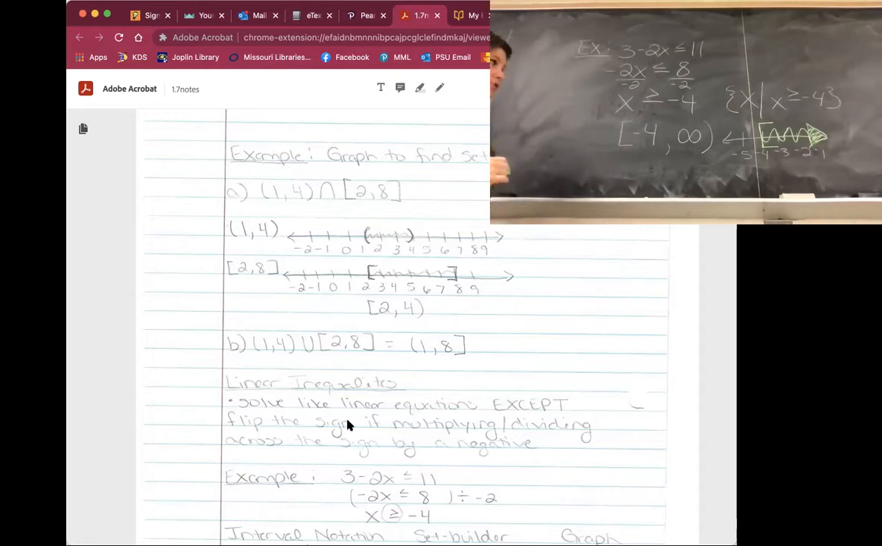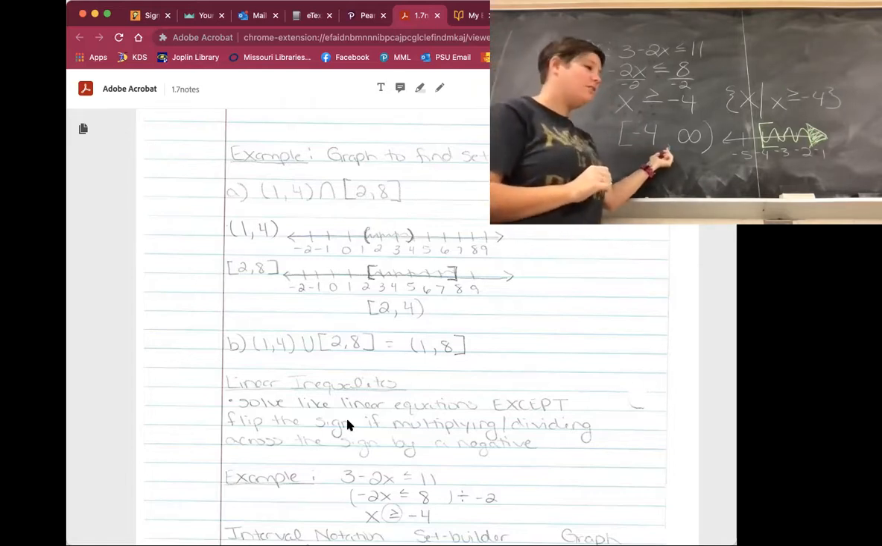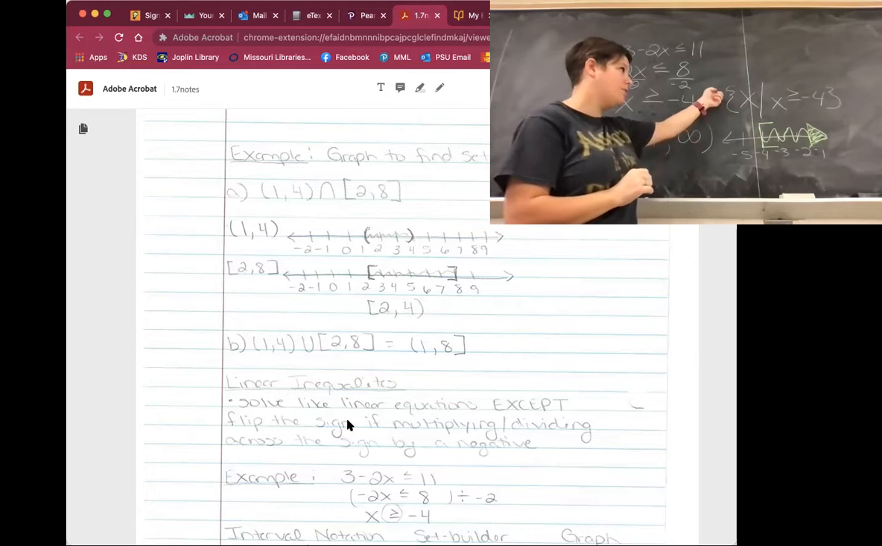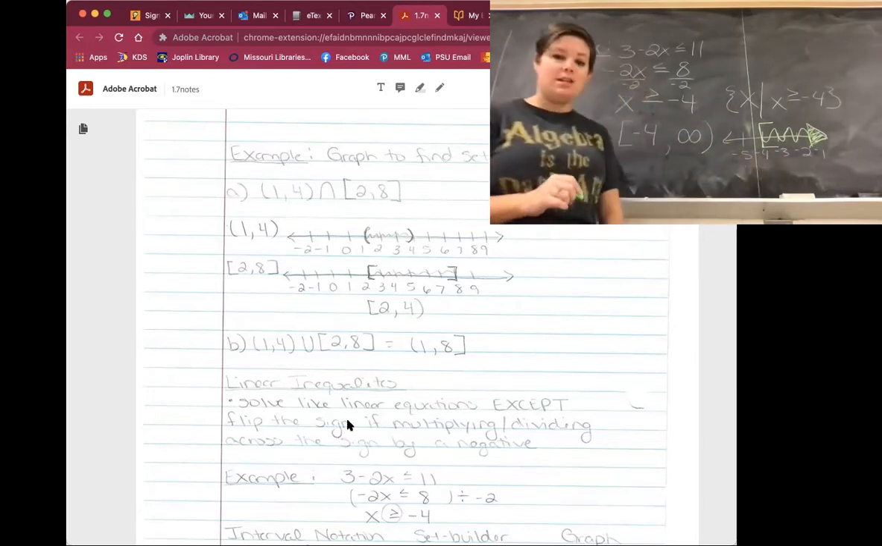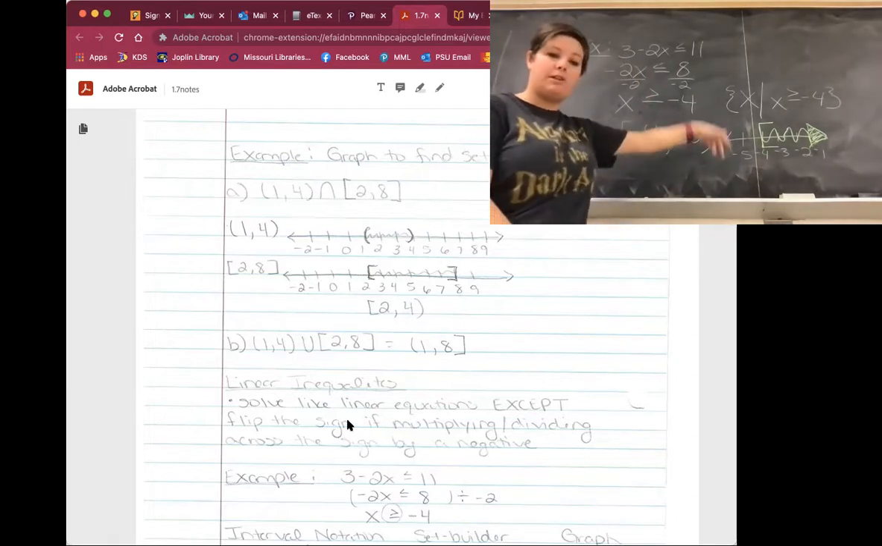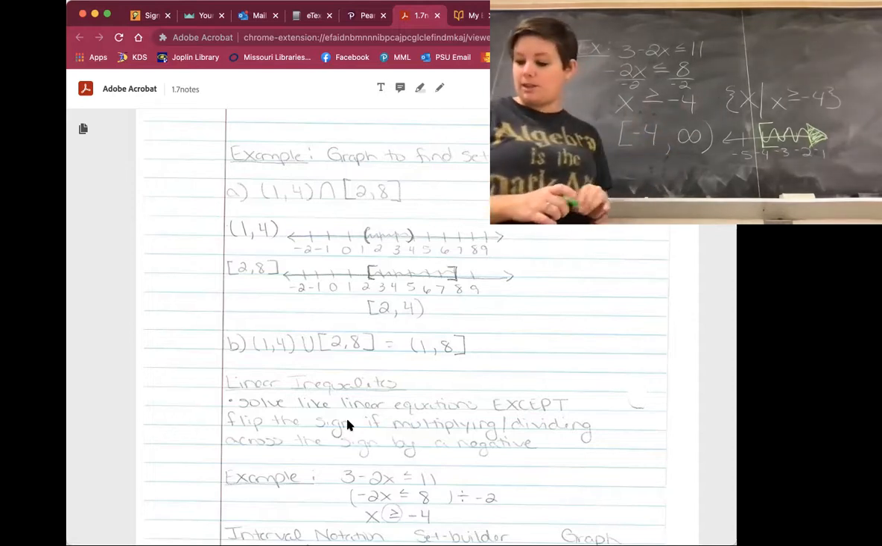So for these assignments, you could be asked to give just the inequality, like just the answer. You could be asked to give the interval notation. You could be asked to give the set builder notation, or you could be asked to give that information graphically. And some of the problems will actually have you do it all of these ways. So you have to be able to go back and forth between all of these different methods.